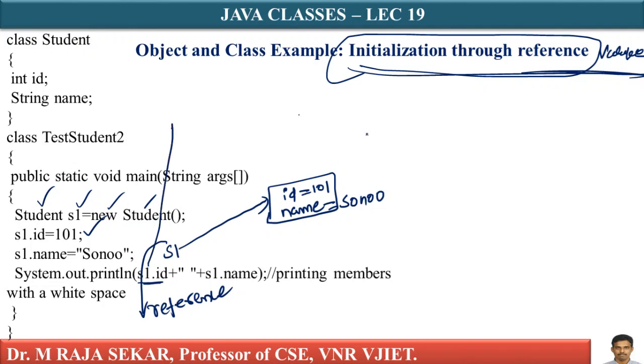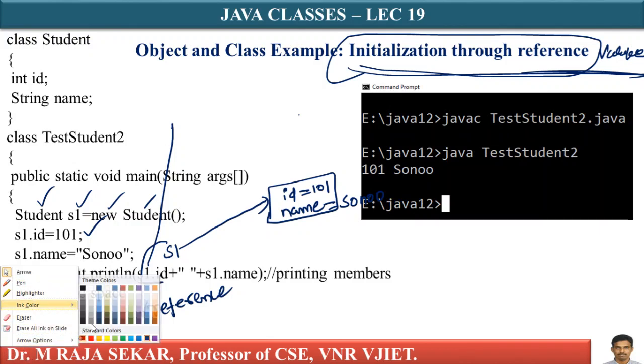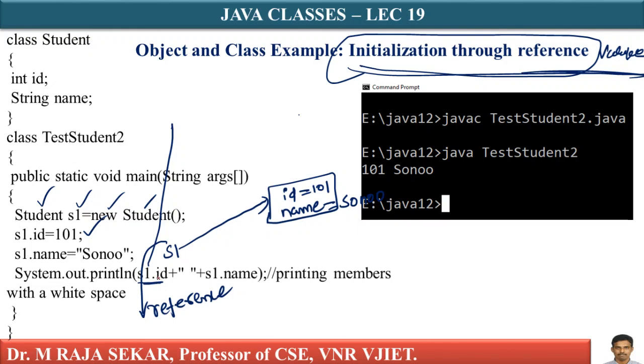What will it display? Let me show the output screen once. What it says, just see this one. Yes, s1.id. s1 is the reference variable, id is 101. See, it's printing 101. After that I'm appending some space, that's why you are getting space here, isn't it? Then I'm appending s1.name. What is my s1.name? That particular string it is displaying.